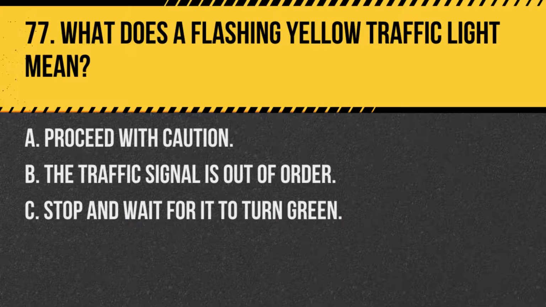Question 77. What does a flashing yellow traffic light mean? A. Proceed with caution. B. The traffic signal is out of order. C. Stop and wait for it to turn green.